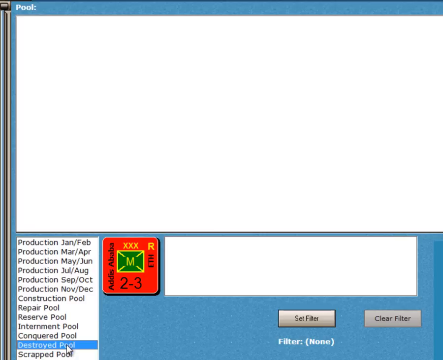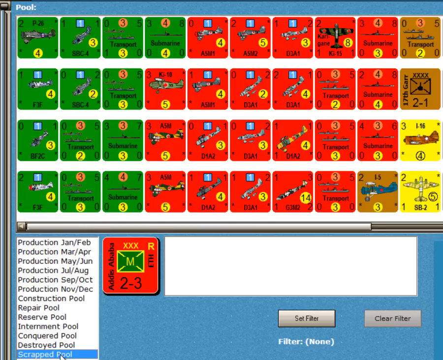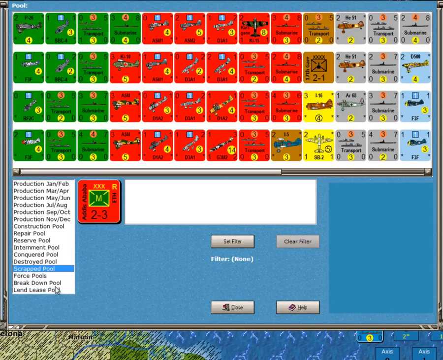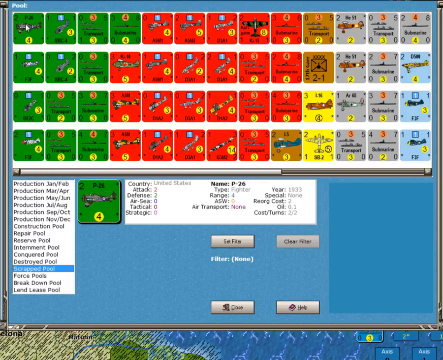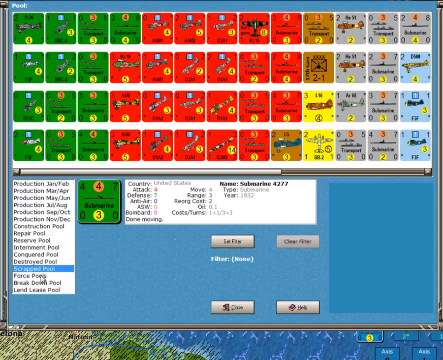At the end of the turn, this pool will be emptied, and some of those units will go into the scrap pool. If the player chooses to scrap a unit, then this is where it ends up. These are obsolete units, and you can see that they're pretty pathetic. A fighter with a strength of air-to-air 2. I'll come back to force pools.